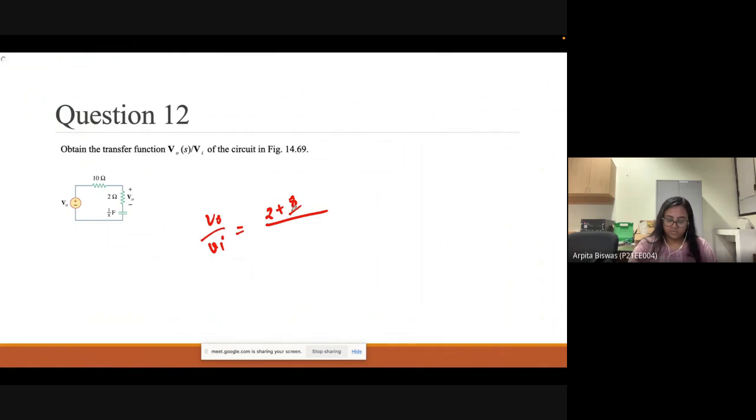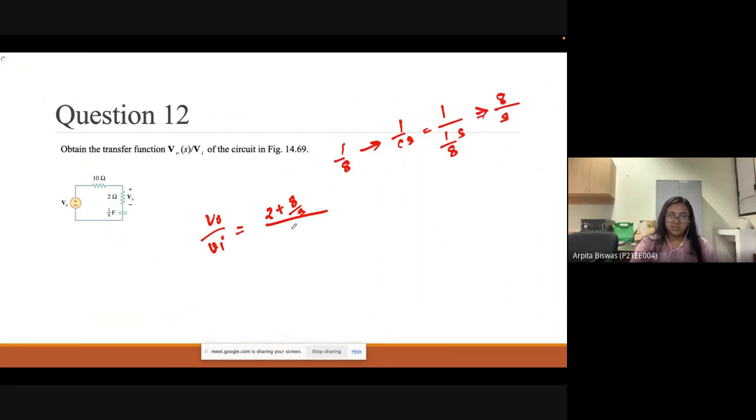A plus A by S. How is this 1 by 8 by S coming? We know that for the capacitor it is 1 by Cs. So here 1 by C means 1 by 8 into S. So we can write it as 8 by S.